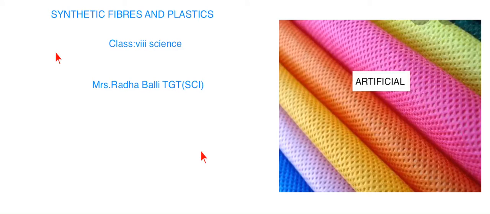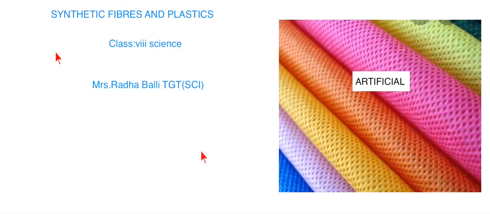So children, we have learnt about fibers in class 6, class 7, and this is class 8 that we are going to talk about fibers. In class 6 it was natural fibers from plants, in class 7 fibers from animals, and now we are going to talk about synthetic fibers and plastics. Synthetic fibers means artificial fibers.